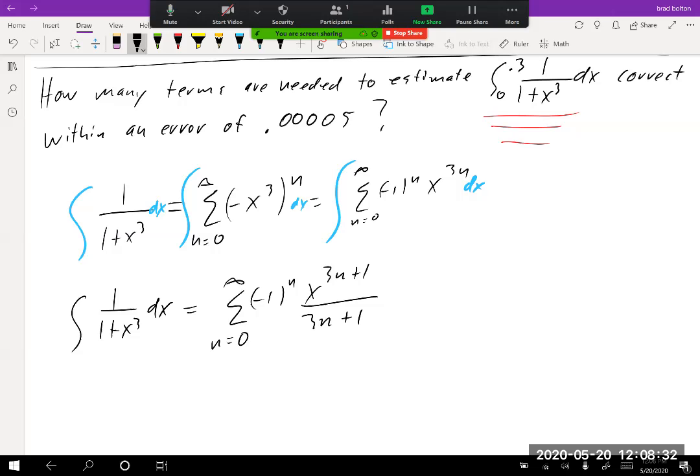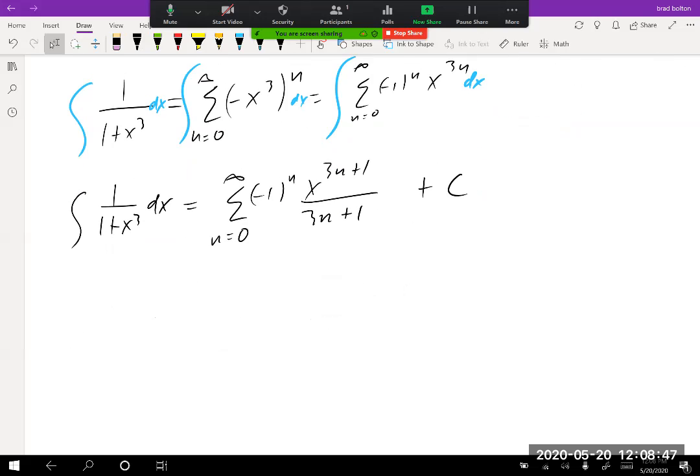Remember, we just go straight to the x variable and we integrate that, and we get x to the 3n plus 1 divided by 3n plus 1 plus some c over here. So now what I'm going to do is write it out as a definite integral, and I'm going to write out some terms. So let me see here. If we plug 0 in, we get x over 1, right?